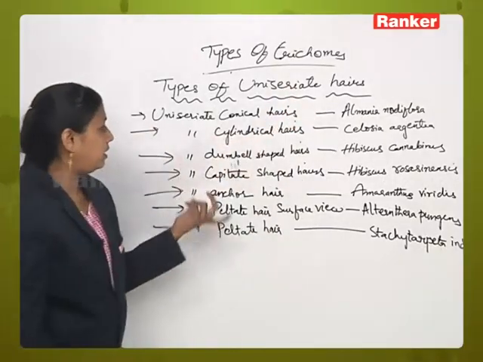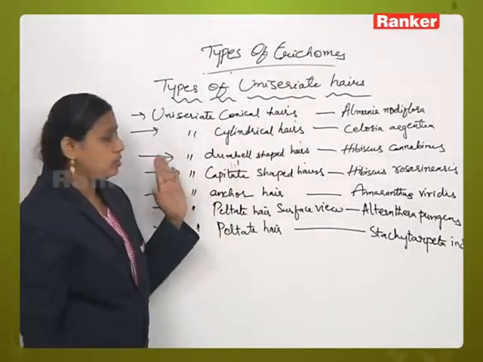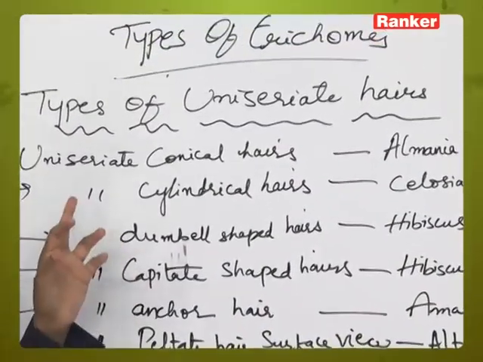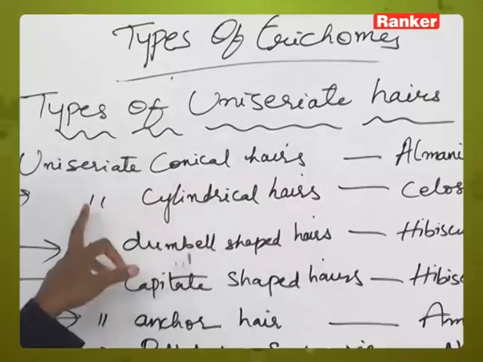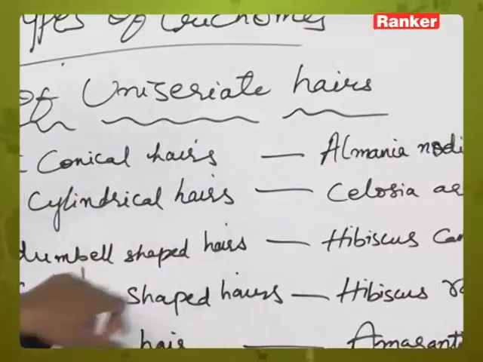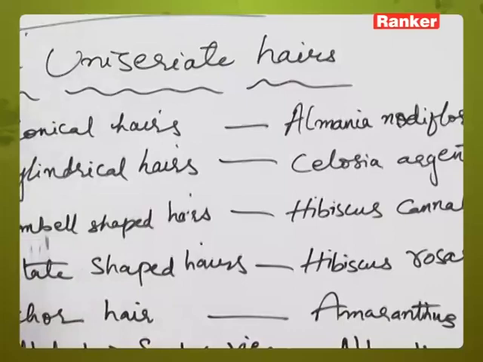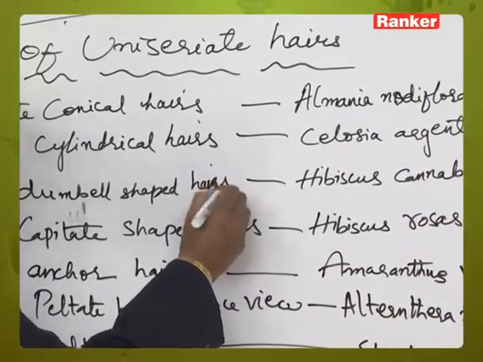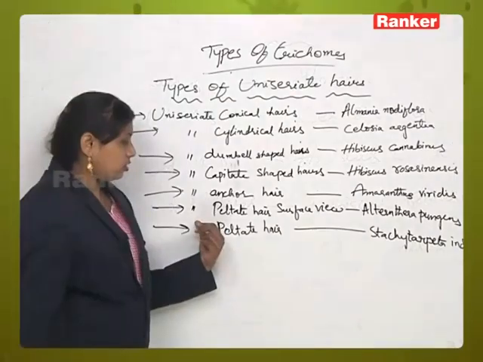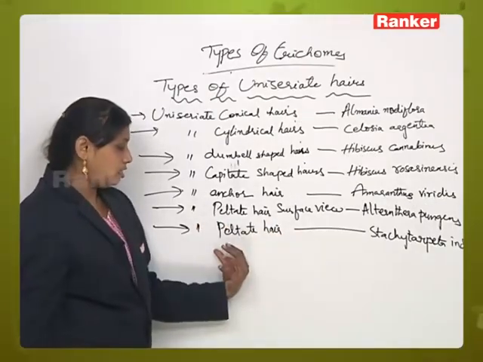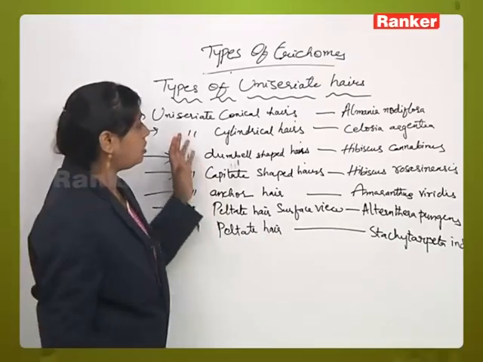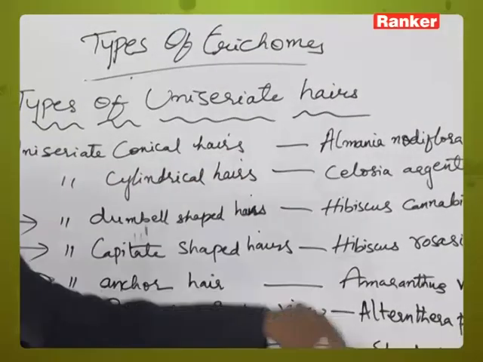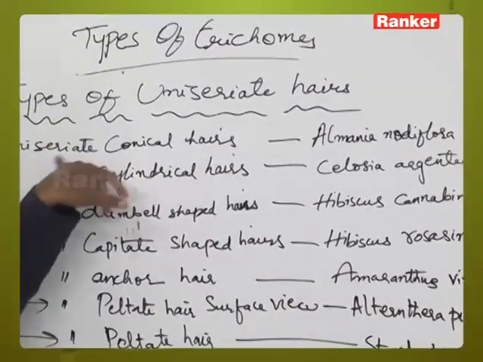So we are not going in depth as usual. The different types of uniseriate hairs we have are uniseriate conical hair, uniseriate cylindrical hairs, uniseriate dumbbell shaped hairs, uniseriate capitate shaped hairs, uniseriate anchor hairs, uniseriate peltate surface view, and uniseriate peltate hairs.